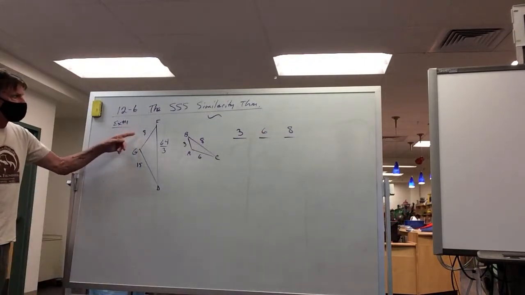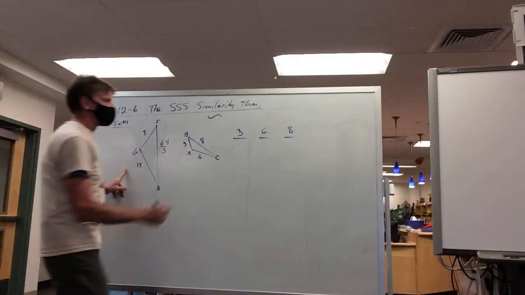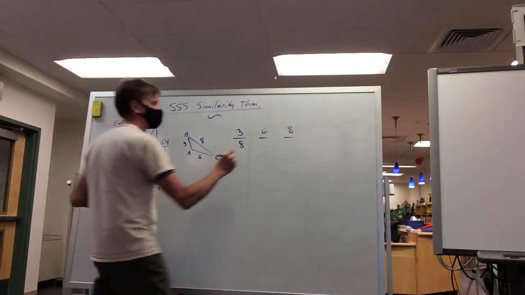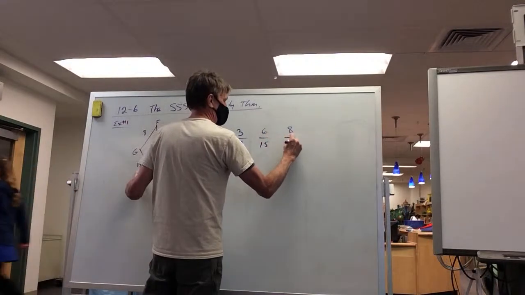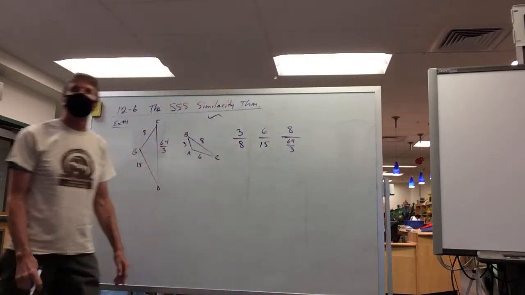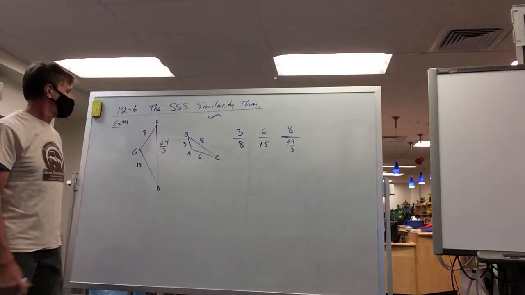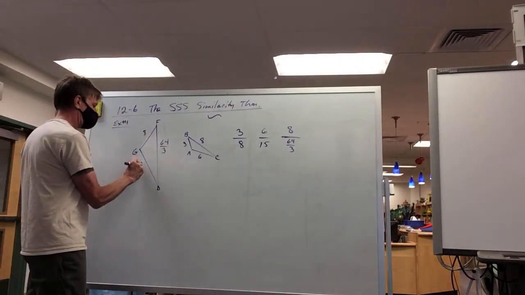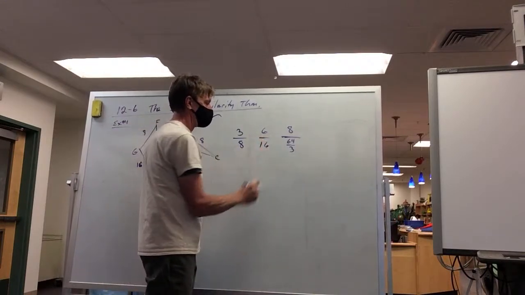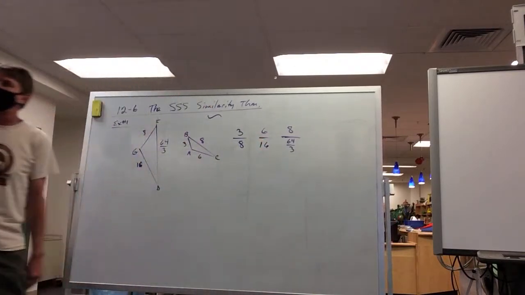So 8 is the smallest, then there's 15, and then there's 64 thirds. The 15th is 16. Is this 16? Ooh, that would have changed the world, wouldn't it have? So this is 16? Okay.